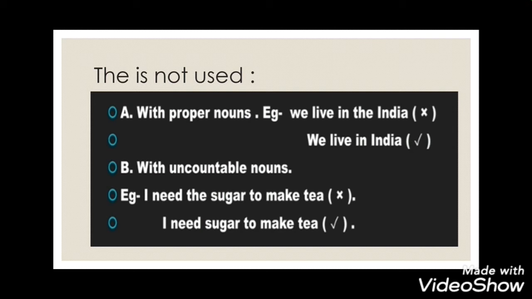Means there are certain proper nouns before which we can't use the. Next one is with uncountable nouns. For example, I need the sugar to make tea is wrong. But if you say that I need sugar to make tea, it is correct. Because here the noun sugar is uncountable. That's why we can't put the before it.